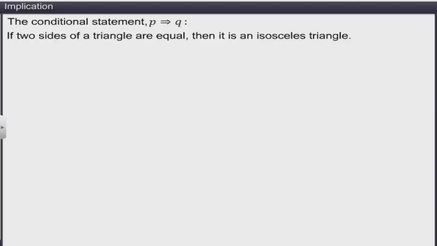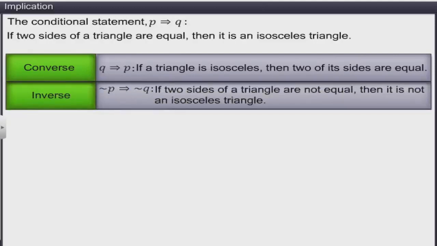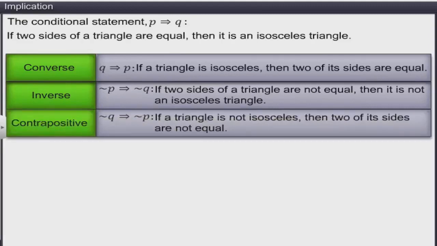The converse of the implication is: if a triangle is isosceles, then two of its sides are equal. The inverse of the implication is: if two sides of a triangle are not equal, then it is not an isosceles triangle. The contrapositive of the implication is: if the triangle is not isosceles, then two of its sides are not equal.